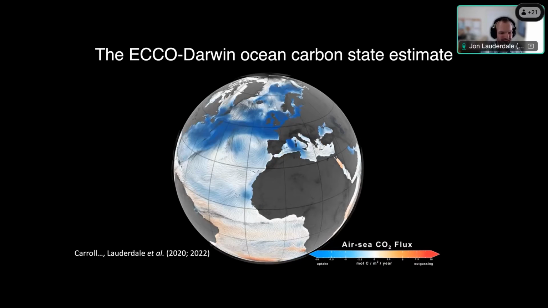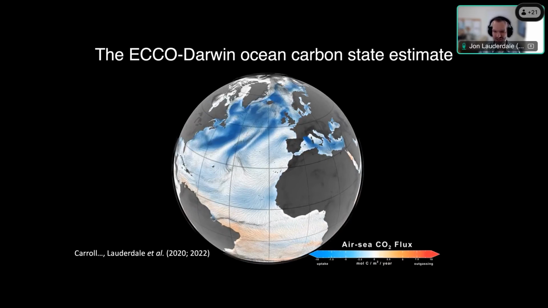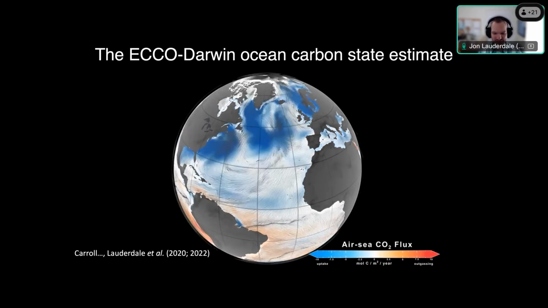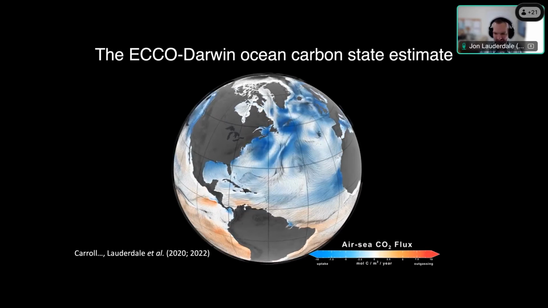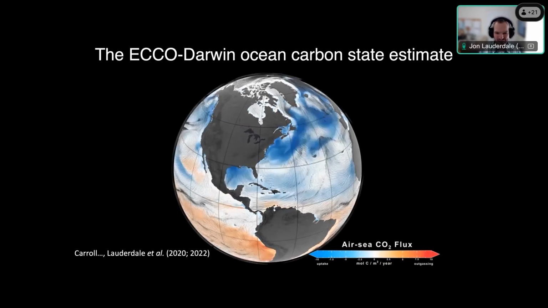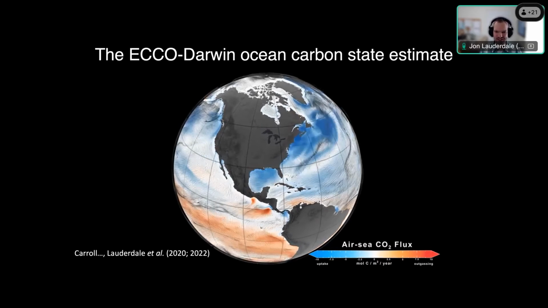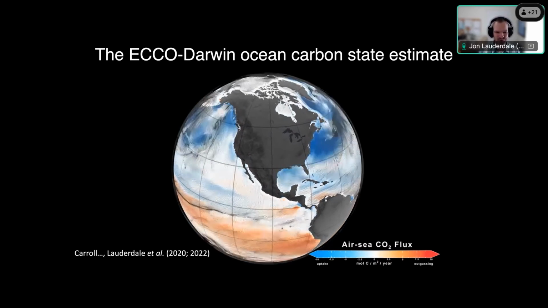The first aspect is ECCO-Darwin. So I'm showing an animation of air-sea CO2 fluxes at probably quite high temporal resolution. You can see all the effects of the winds and stuff like that that the model is forced by.